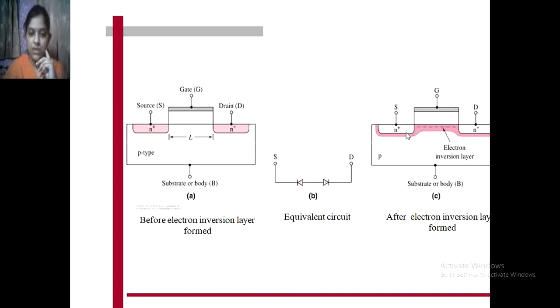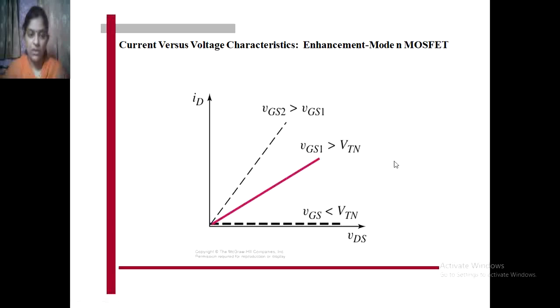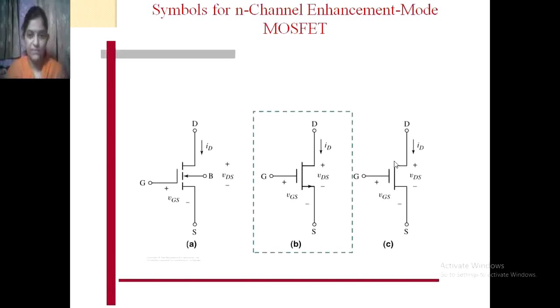So this MOSFET is nothing but equivalent to two diodes. Here there is no channel present, but due to applying the positive voltage with respect to the source, an electron inversion layer is created, and it will be formed by the electrons. So this is the space charge region, and the space charge region is induced with electrons. Okay. So current versus voltage characteristics we have seen for the enhancement mode N MOSFET.